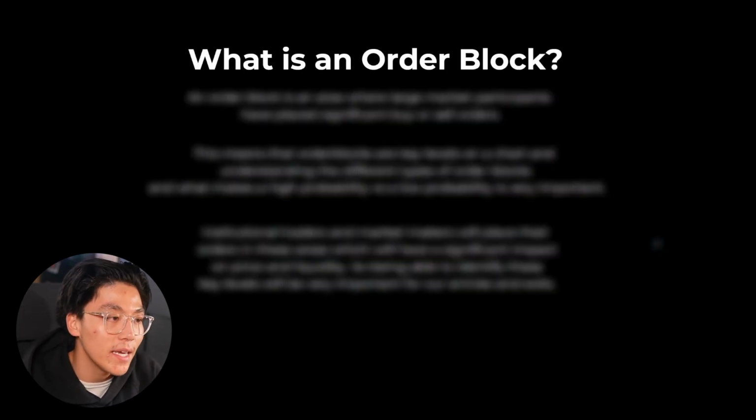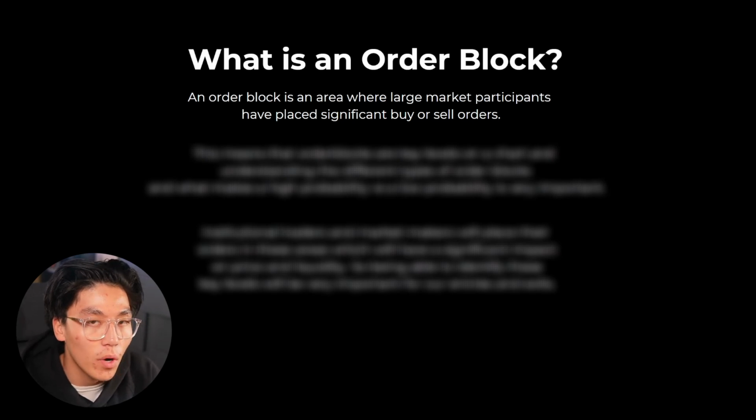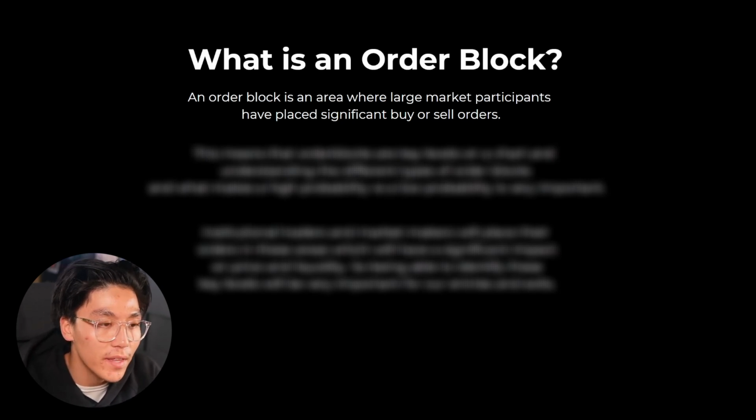So what is an order block? An order block is an area where large market participants have placed significant buy or sell orders. So when we're talking about large market participants, we're talking about institutional traders, market makers. These big market participants run the markets. So we want to be in line and we want to understand what they're looking at so we can place our trades within the same region.